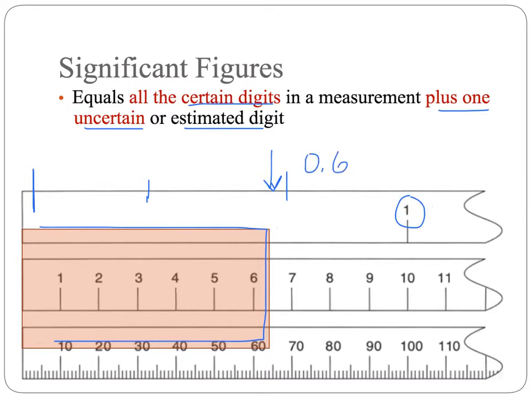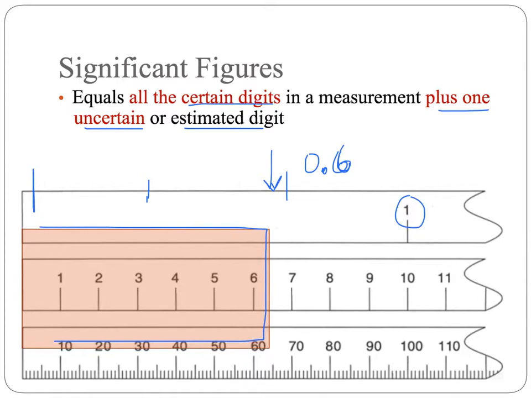Usually we'd write that as 0.6. But we are only able to write one figure here, and it's definitely something that's uncertain or estimated. There's only one significant figure that's even possible using this measuring tool.